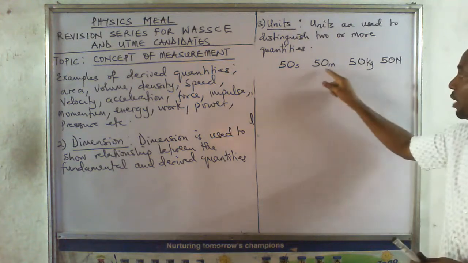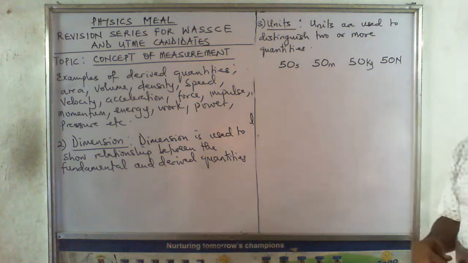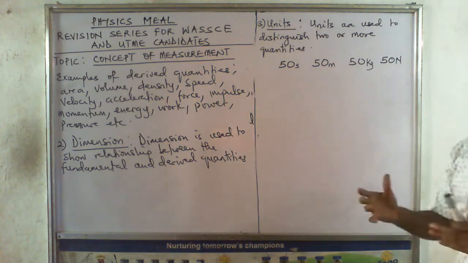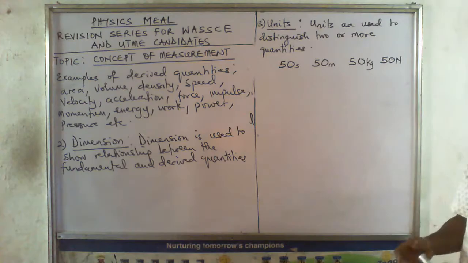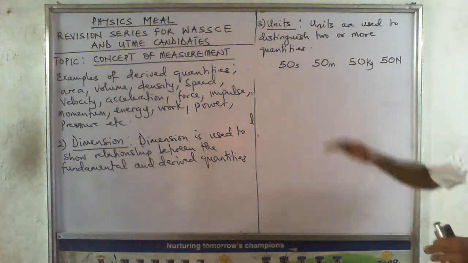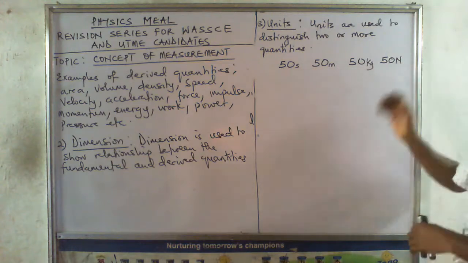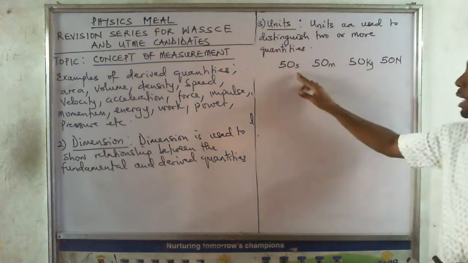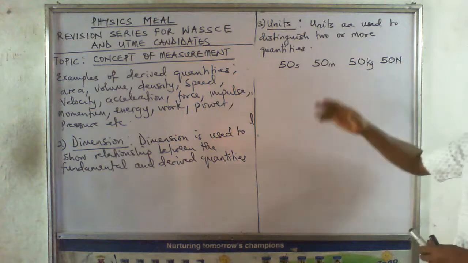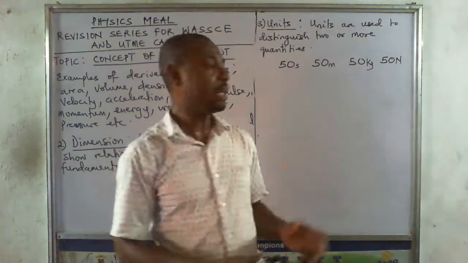So that particular symbol that will be inserted to a numerical quantity in order to show the difference between that numerical quantity and another numerical quantity. That particular symbol is what we call what? Units. So we use units to distinguish two or more quantities. Before, we just wrote 50, 50, 50, and we don't know the difference between them. But by looking at this now, the units have actually shown us what each 50 stands for.